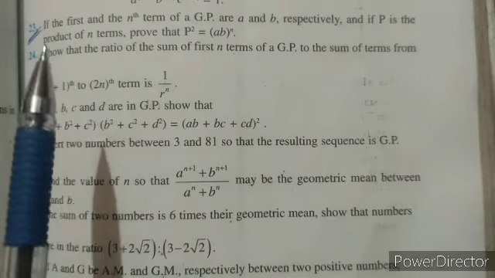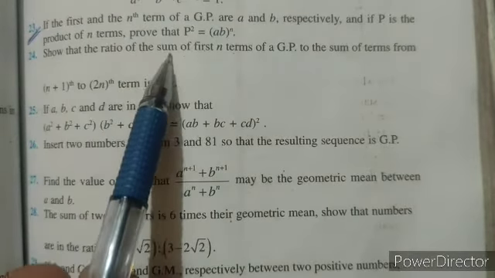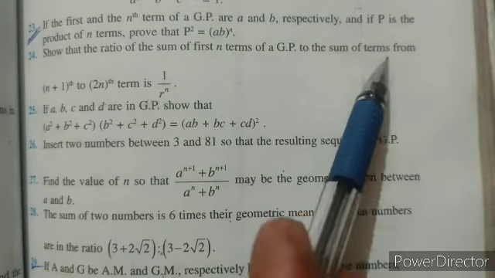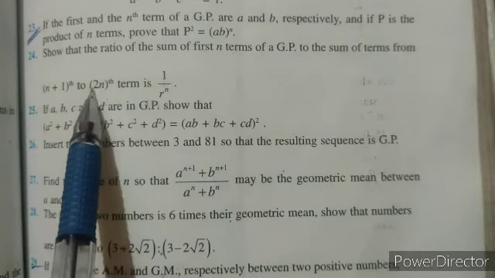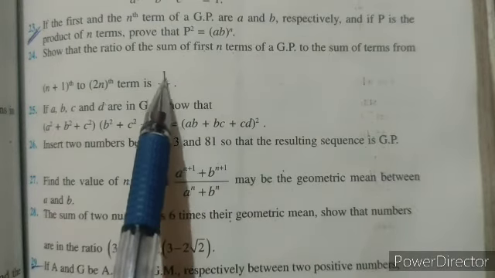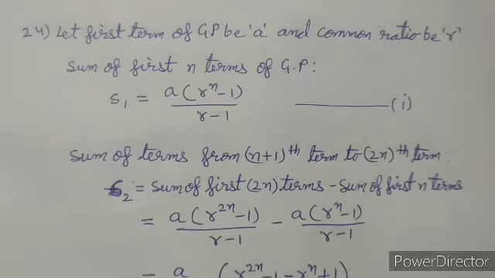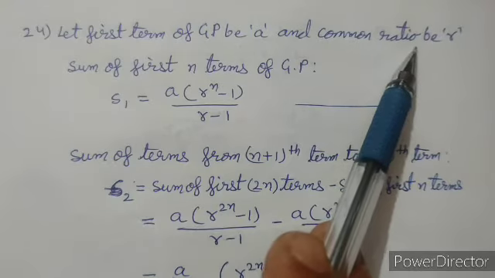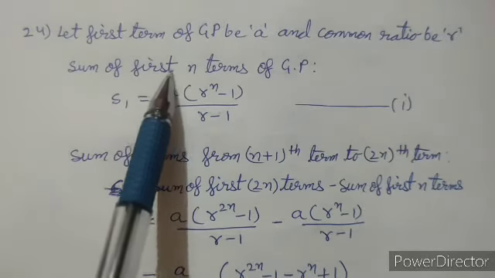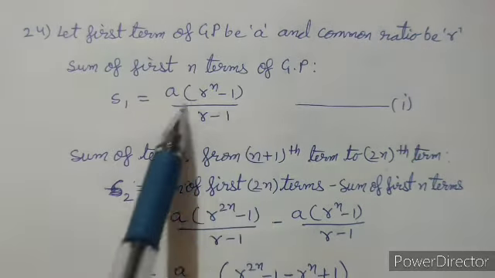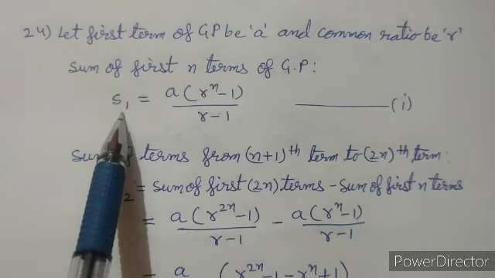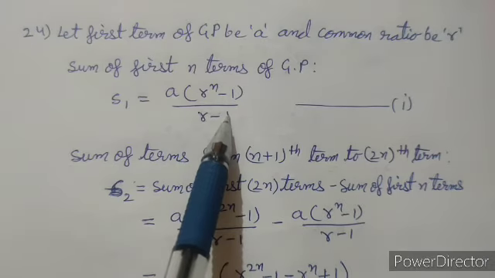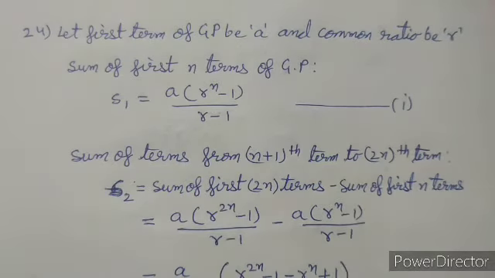Now in question number 24, we have to prove that the ratio of the sum of first n terms of GP to the sum of terms from the n plus 1 term to 2nth term is 1 upon R raised to power n. Now here let first term of GP be A and common ratio be R. Now the sum of first n terms of GP that I have taken as S1 will be equal to A into R raised to power n minus 1 upon R minus 1, and this is our equation first.